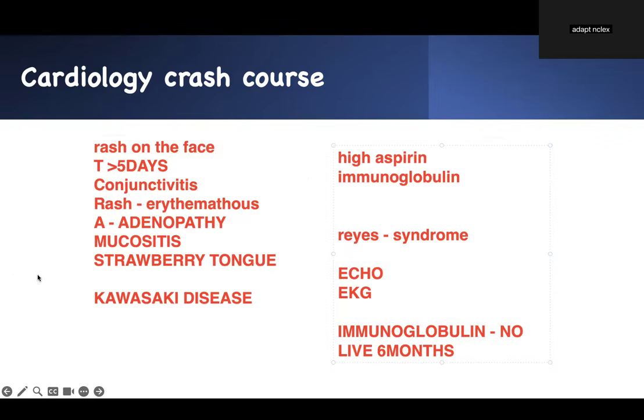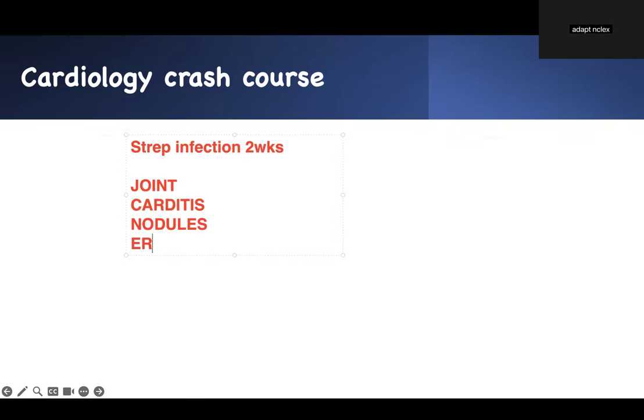And the last patient the nurse saw was very interesting. They said he had strep infection like 2 weeks ago. All of a sudden, the kid has joint problem. He has carditis, inflammation around the heart. There are some nodules on the skin. And then there's a rash that moves around, erythema marginatum.